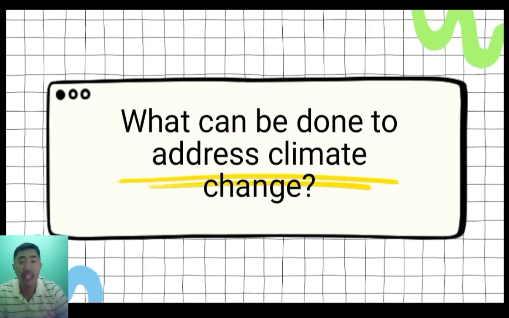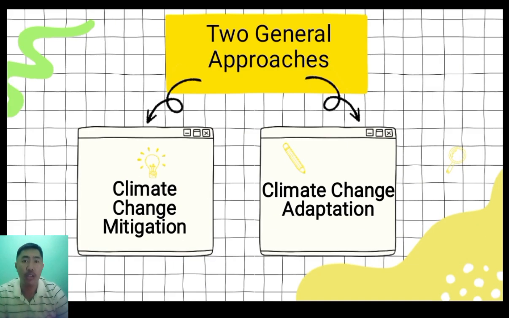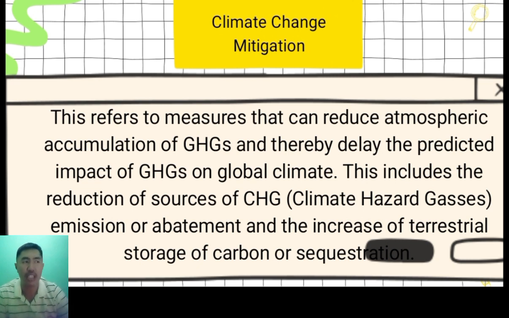So what can be done to address climate change? There are two general approaches in addressing climate change. First is climate change mitigation and the second one is climate change adaptation. Climate change mitigation refers to measures that can reduce atmospheric accumulation of greenhouse gases or GHGs, and thereby delay the predicted impact of GHGs on global climate.